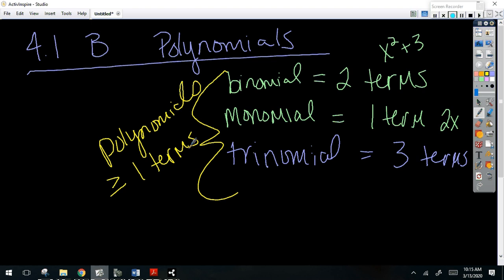We talked about trinomials extensively with quadratics. A quadratic or a trinomial is a polynomial, but every polynomial is not a trinomial. Does that make sense to you? It's kind of like the square and rectangle thing. Every trinomial is a polynomial, but every polynomial is not a trinomial, because it could be any of those. So any one of those is a polynomial? Yep.